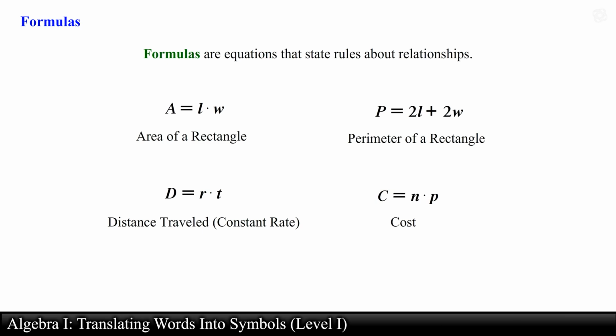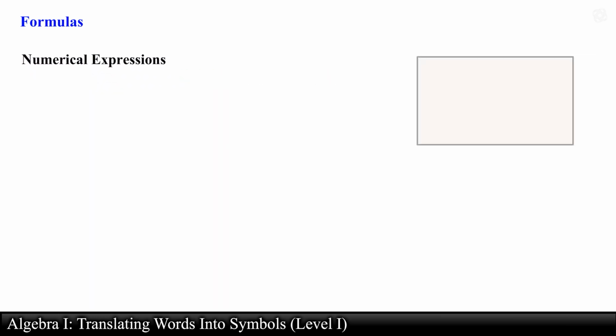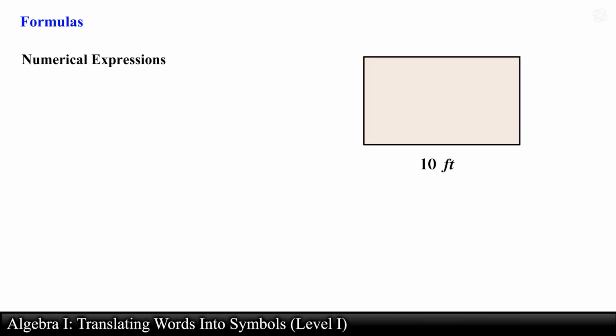When using formulas, you need to be comfortable with two types of answers that formulas tend to generate. One of them is numerical expressions and the other is variable expressions. For example, say that we would like to find the area of a rectangle whose length is 10 feet and width is 5 feet. Then we use the formula to find the area of a rectangle and substitute the value for the length and width using grouping symbols, as follows. Then we evaluate the numerical expression for a final answer of 50 square feet.